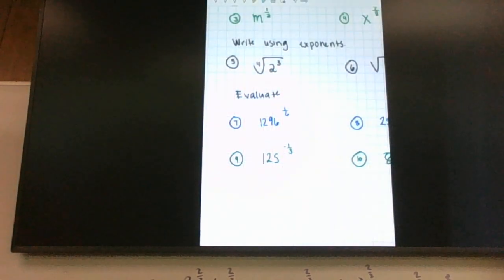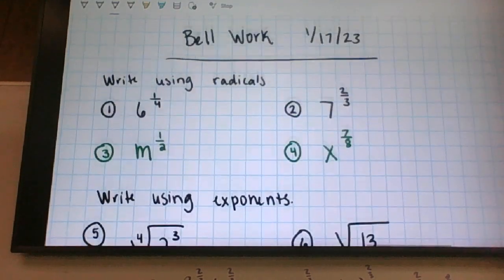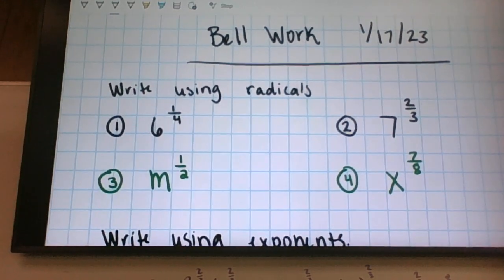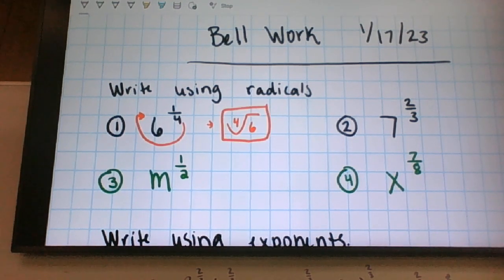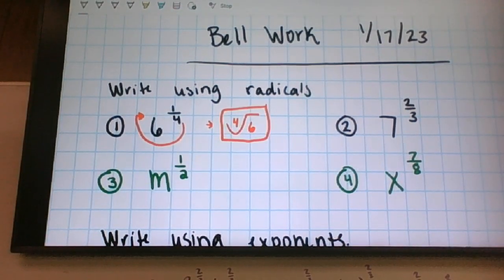So I'm going to go back to number 1 and show the answers. All right. So using radicals, the denominator goes down and around and becomes the index. This is the answer I was looking for. The 3 will go down and around. The cube root of 7.